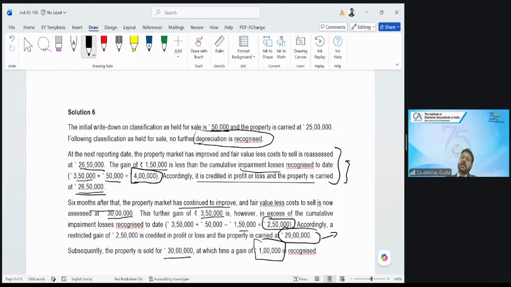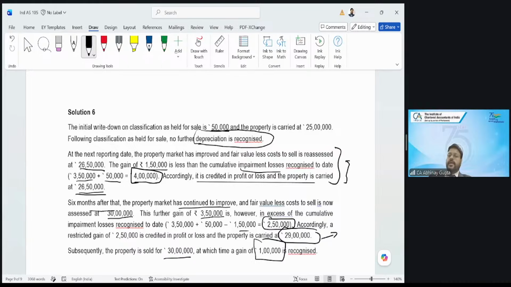Right. So this is how the accounting will happen over the multiple dates. So on the very first date, we have recognized the impairment loss before the classification, 3,50,000. Then we have recognized the 50,000 additional loss under the Ind AS 105 remeasurement, right? So the total loss which we have recognized on these assets was 4 lakh.